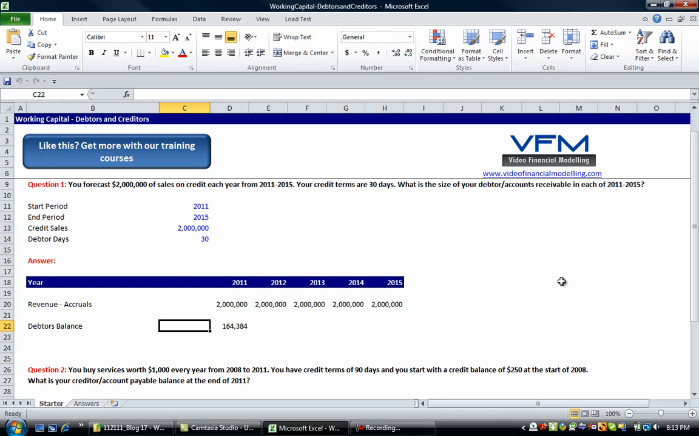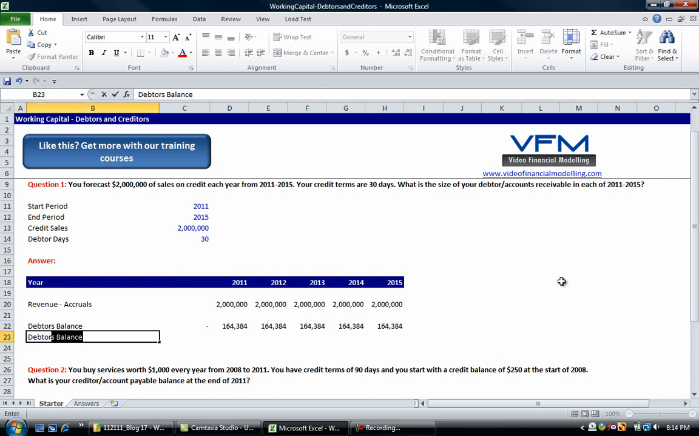Now, for this example, we're going to assume that at the start of 2011 we had a 0 debtor balance. Okay, and so let's just talk about this formula quickly. So we're saying that of 365 days, we're going to receive cash for 335 days, okay? And the remaining 30 days of this year, we're not going to receive our cash until the following year, 2012. Okay, so if we copy this formula across, we're going to get a debtor balance of exactly the same for all of these periods.